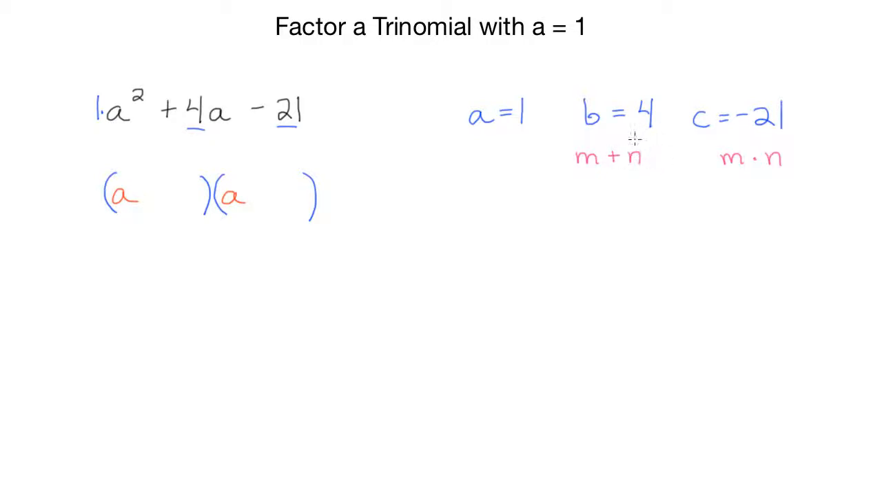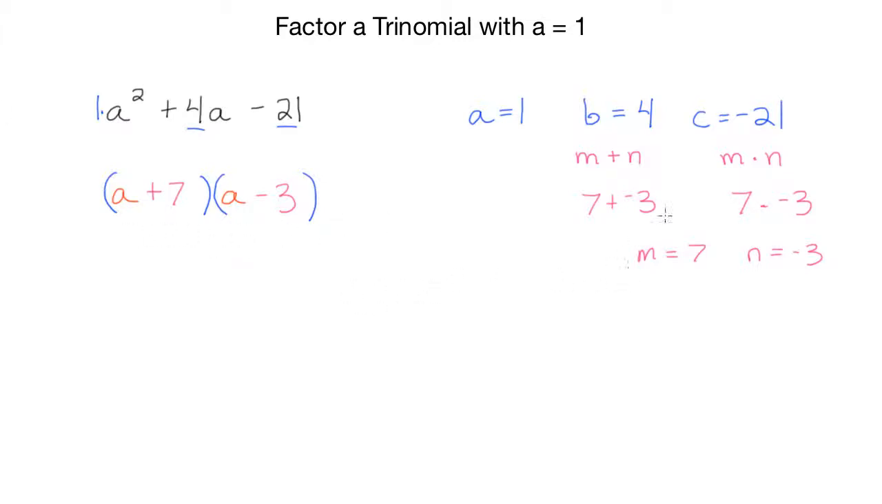And so what are two numbers that add to 4 but multiply to negative 21? Well, in this case, it's going to be 7 times negative 3 and 7 plus negative 3. Those are my two numbers. One number is 7 and one number is negative 3. All right, once I have those numbers, now I can write it in factored form. It's going to be a plus 7 and a minus 3. And we're done.